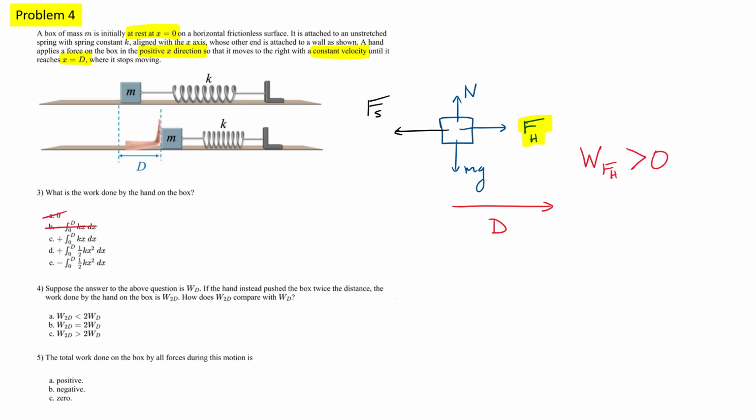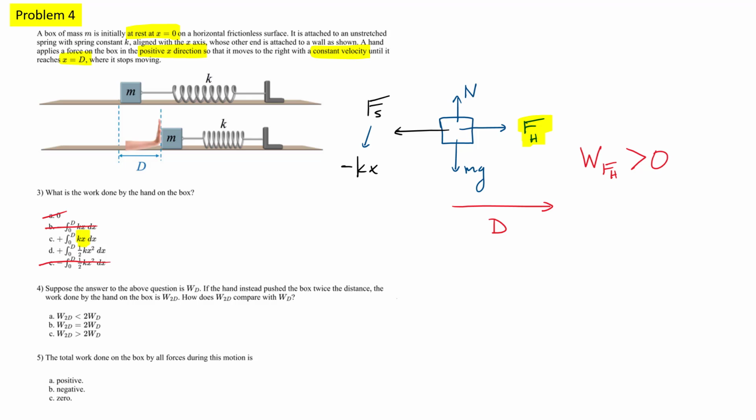This bottom one here is also going to be negative. So how do we determine whether it's choice C or choice D? Well, have a look at the expression here that you're integrating. Remember what you're integrating here and think about the force of the spring. The force of the spring, you should know, is minus kx.